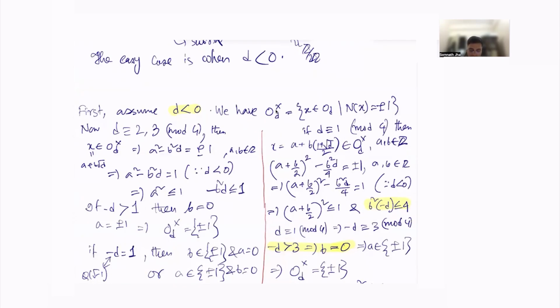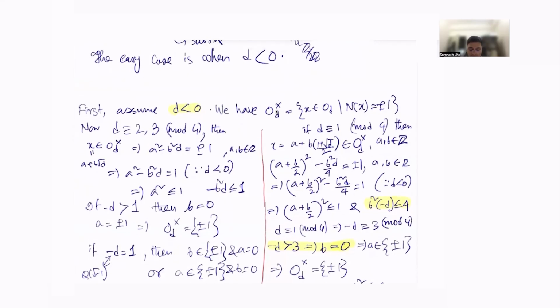Once you get b equal to 0, you come back to this equation, right? This one vanishes, so a square equals 1. That means a belongs to plus minus 1. So a equals plus minus 1 and b equals 0. You go back to the element: x equals a, and a takes value plus minus 1. So you get a very simple thing: if minus d is strictly greater than 3, then O_d star has to be equal to plus minus 1.